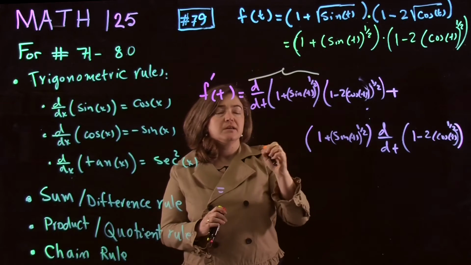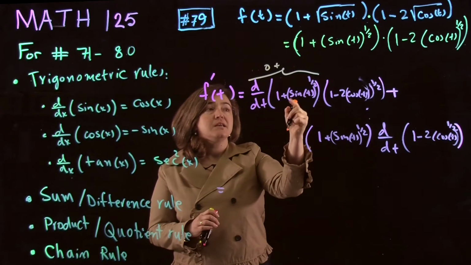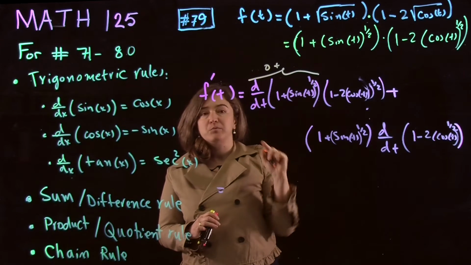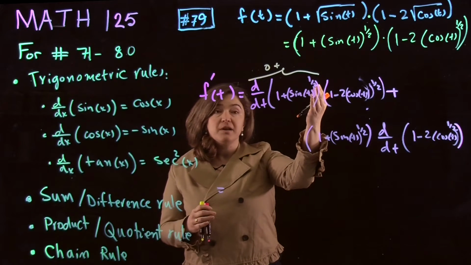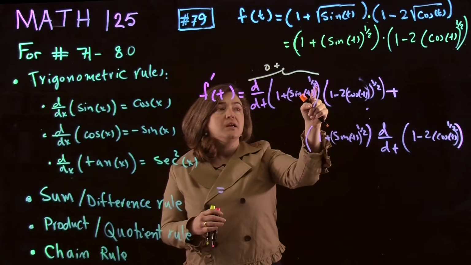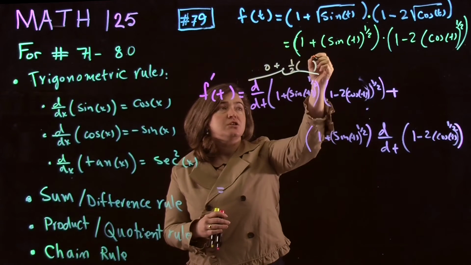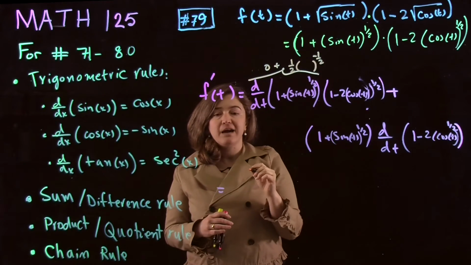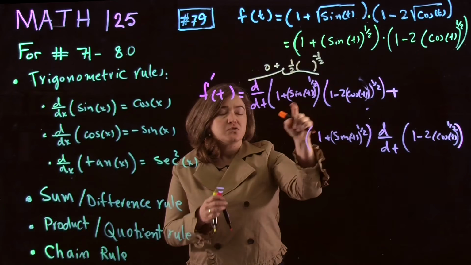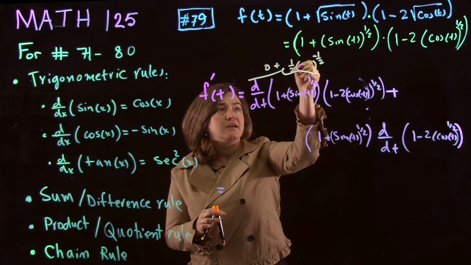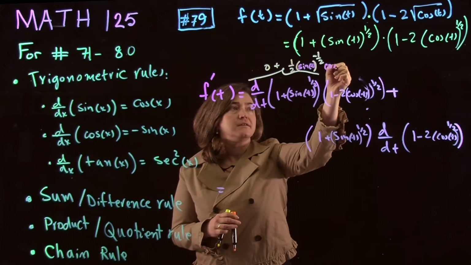The derivative here is the derivative of 1, a constant, which is 0, plus the derivative of sine of t to power 1/2. That is a chain rule, or generalized power rule, that's another name for it. 1/2 will come down, inside unchanged, to power 1 less, 1/2 minus 1 is negative 1/2, then the derivative of the inside. Inside untouched is sine of t, derivative of inside is cosine of t.